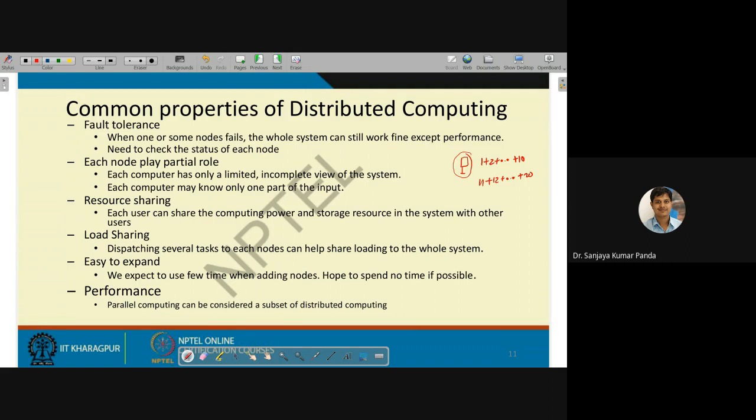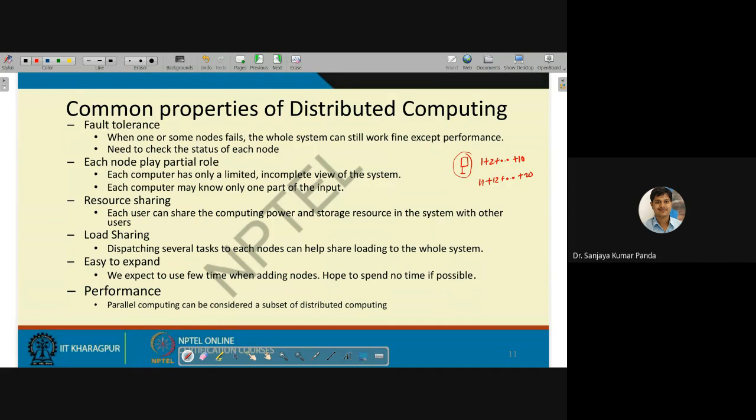Another property is called resource sharing. Why are they connected to each other? For a goal-oriented activity. Weather forecasting is required by each and every individual. It is a societal need. It is a global need.